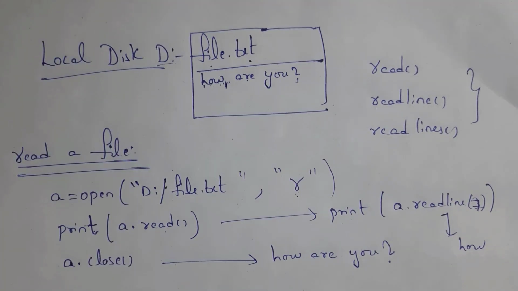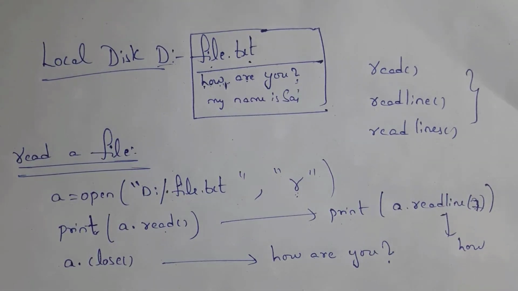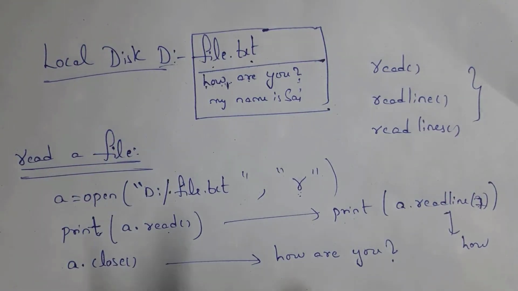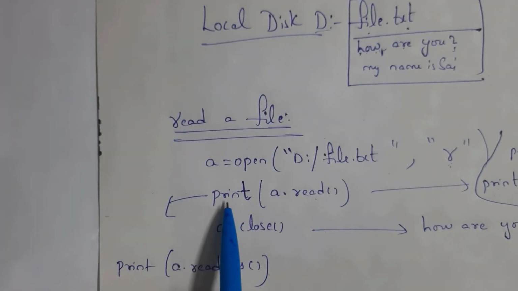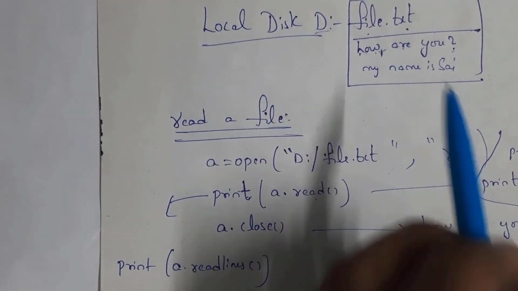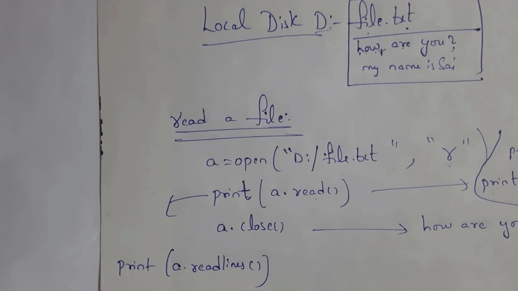Next I will explain what is use of readlines method. For example, my text file contains text, that is how are you, and in next line it contains my name is Sai. Just in place of writing print a.read, just write here print a.readlines, where readlines method will display output in the form of list, and my text file contains how are you and my name is Sai. So I will get output.